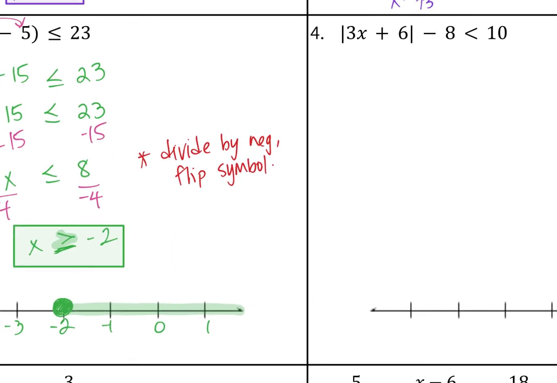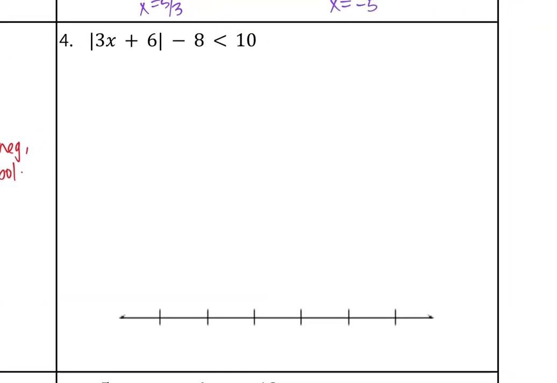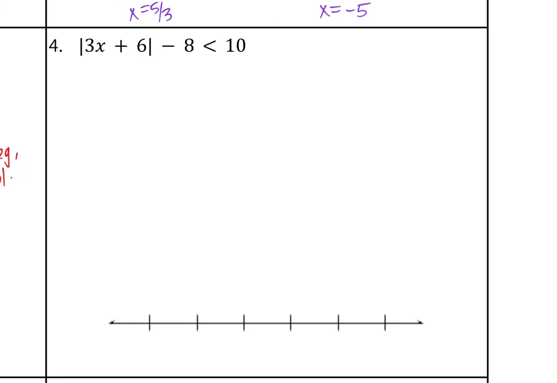Okay, now let's do another inequality. This time it's absolute value. We need to isolate those absolute value bars. So the only thing that we need to move over is the 8. Opposite operation says that I would need to add it. So that leaves me with absolute value of 3x plus 6 is less than 18.